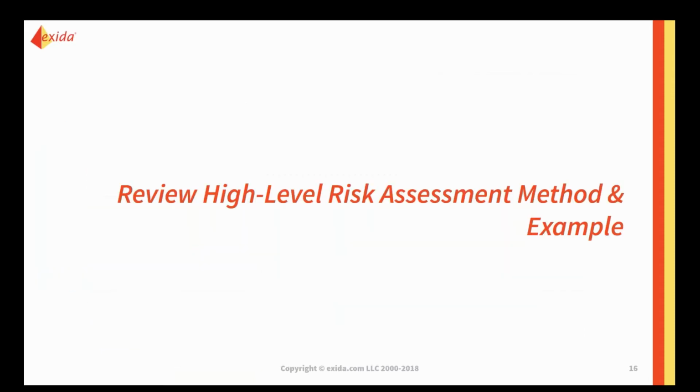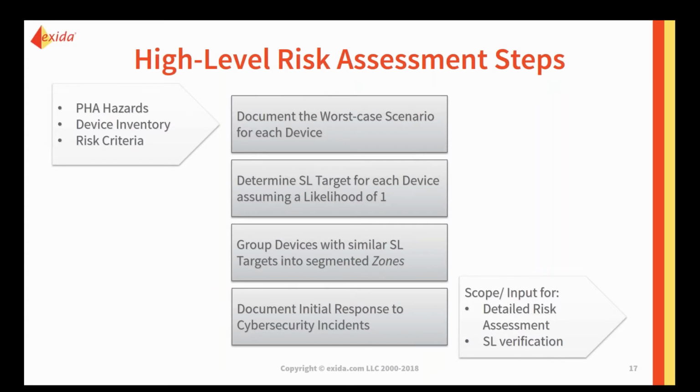So when we go through, we're going to be working with an example chemical plant and go through the steps for a high-level risk assessment. And in this high-level risk assessment, there are a number of inputs, including the PHA hazards, the device inventory, as well as the corporate risk criteria that are being used for the evaluation. So once this information is gained, there are 4 steps that we will follow through.